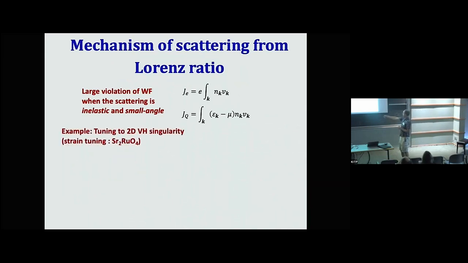Okay, so there's an interesting example that we ran across recently. I'd like to just quickly flash it.